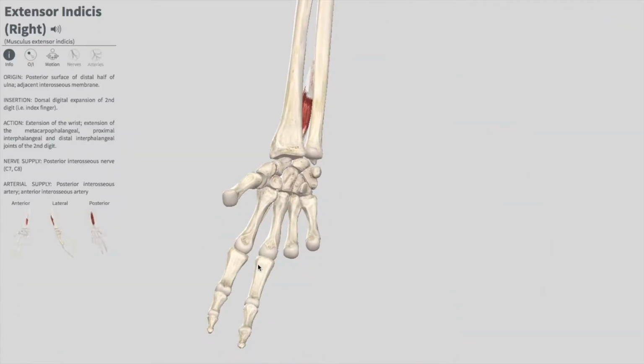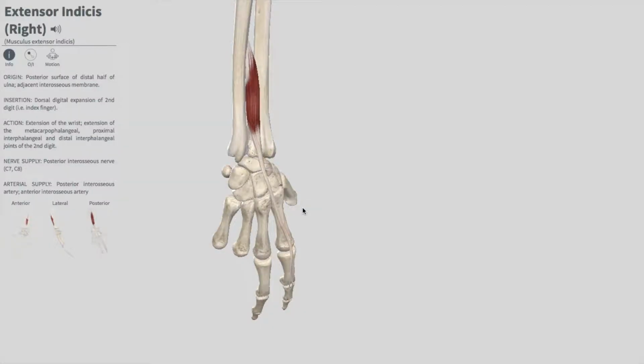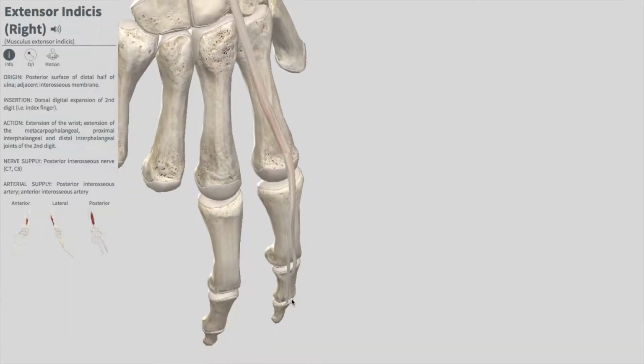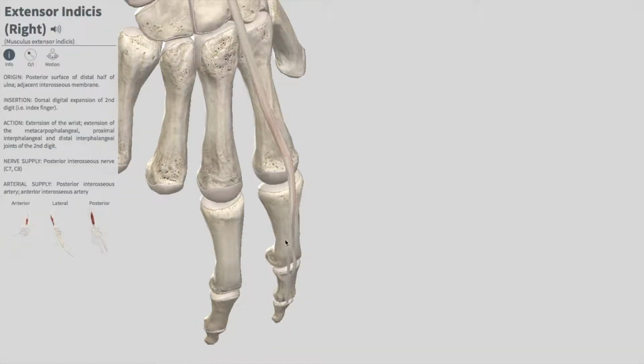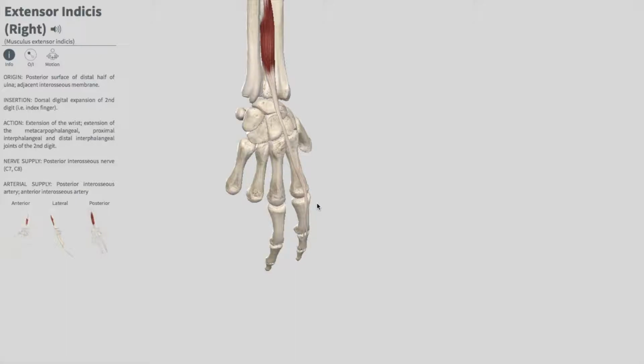Here it is. This muscle is going to originate at the posterior surface of the ulna and the membrana interossea, and it's going to insert at the base of the phalanges of the media and the distal one, this finger number 2, and it's going to be responsible for extending the finger backwards.